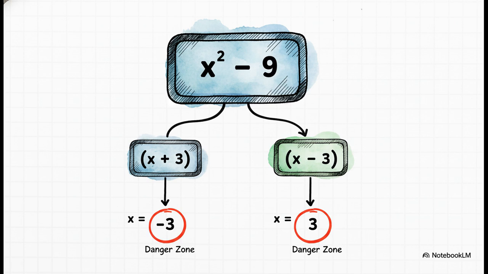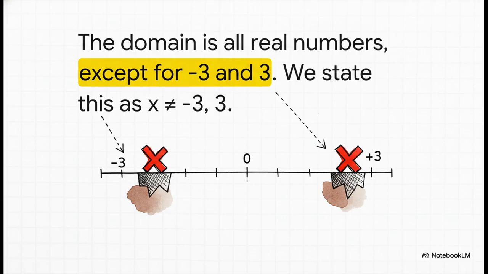Then we do the same for the second one, x minus 3, and that gives us our second, x equals 3. And there we have it. Our domain has two restricted values this time. X can be any real number you can think of, just as long as it is not negative 3 and it is not positive 3. We've successfully identified two danger zones.